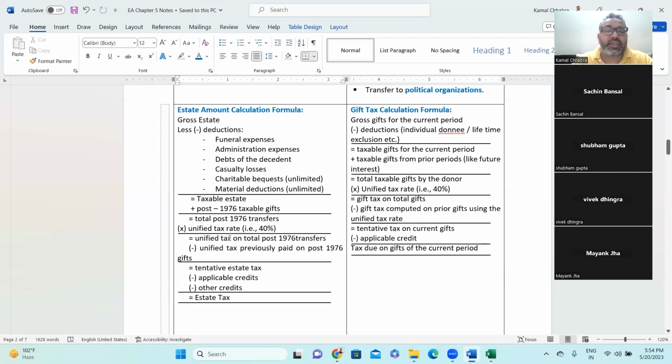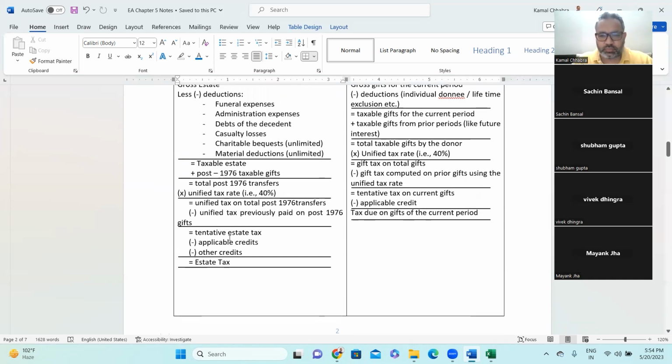But in both cases, the tax rate is the same. What is the tax rate? 40%, right? So this is one of the highest tax rates, you can say. But at the same time, the exemption is also great. $11.7 million is really a handsome amount.